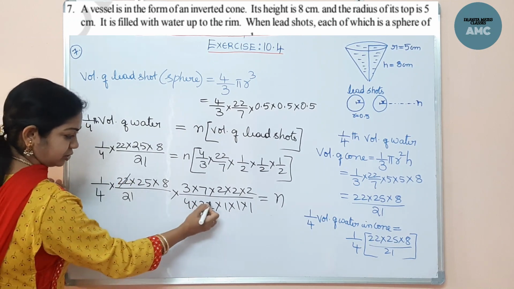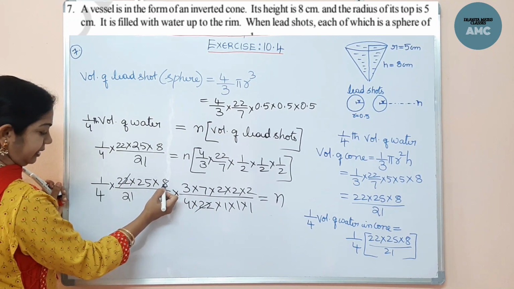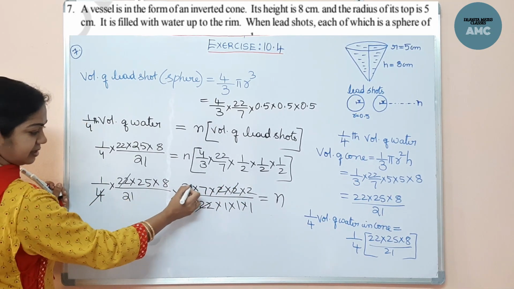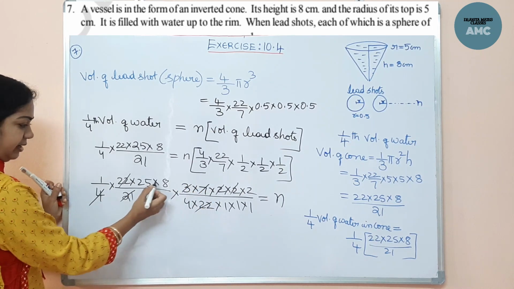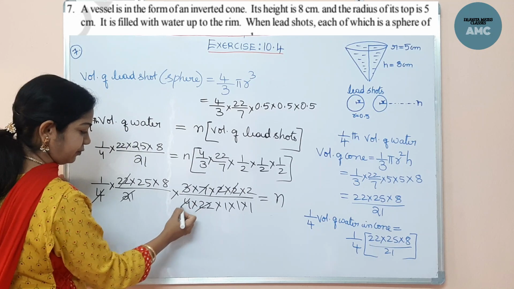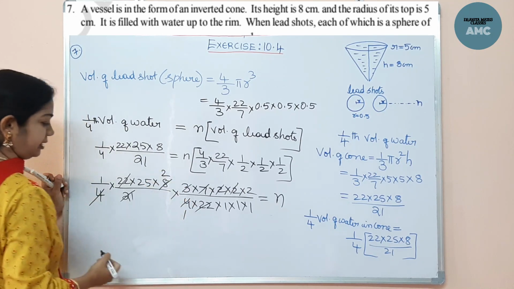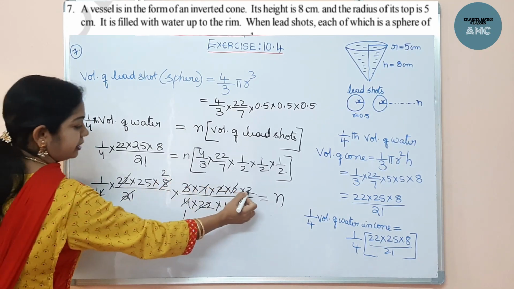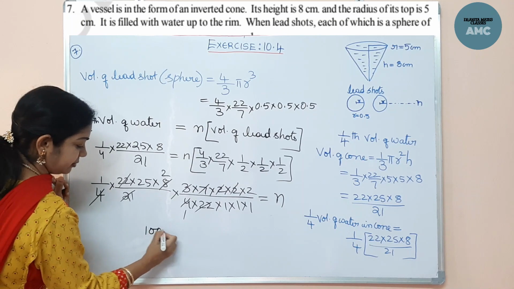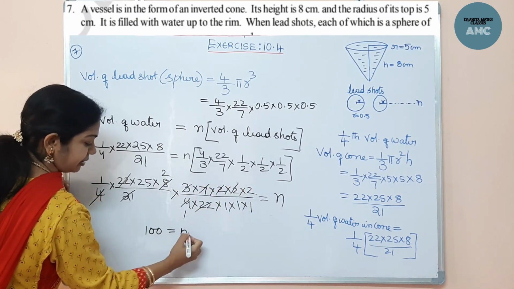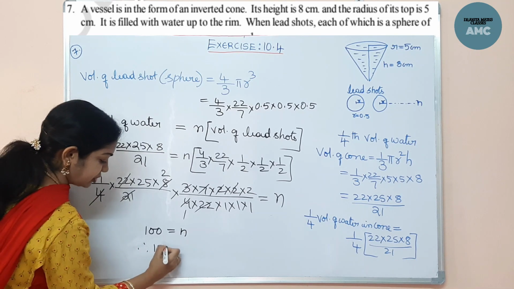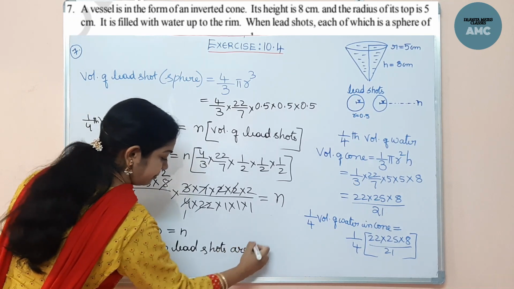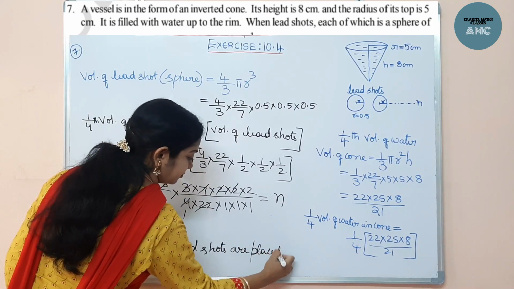Now here 22, 22. Now 8. Now here 4 2's, right? Now 21, 7 3's, 21 gets cancelled, and here if you see 4 1's, 4 twice. Okay. Now down part there is nothing, all ones, so 25 into 2 and into 2, so that comes to 100. 25 into 2 into 2 is 100. So therefore 100 lead shots are placed. This is the final answer.